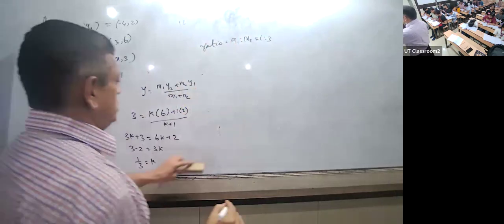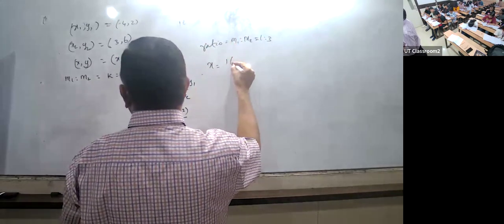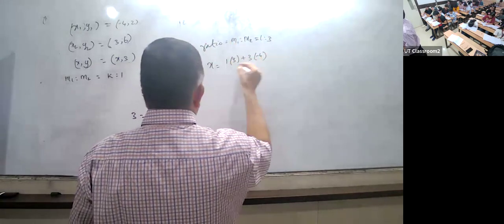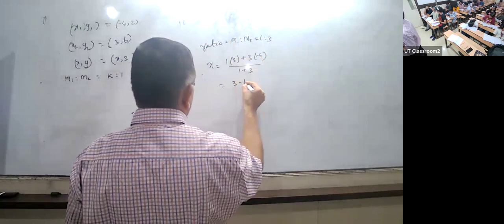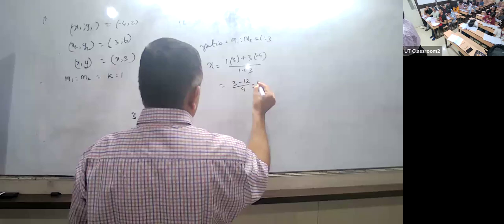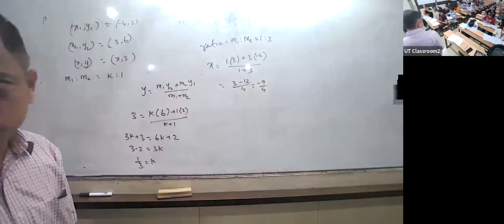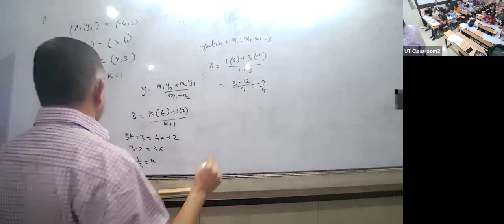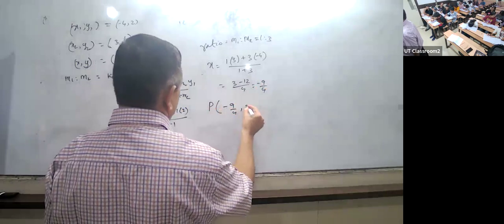Now you have to find out x. X is equal to formula m1 times x2 plus m2 times x1 divided by m1 plus m2. That is 3 minus 12 by 4. That is minus 9 by 4. You got minus 9 by 4. Therefore, the point P is minus 9 by 4 comma 3.